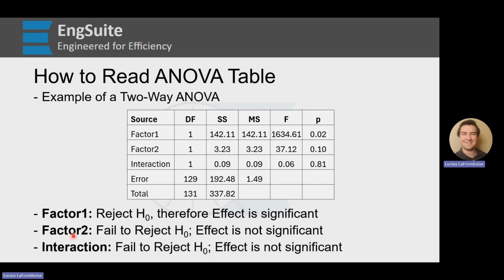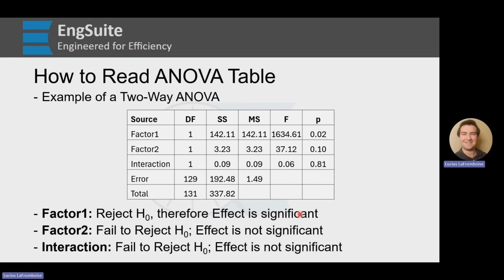Now let's take a look at a two-way ANOVA. In this two-way ANOVA, you'll see that we have factor 1, factor 2, and interaction. For factor 1, we take a look at our p-value. It's less than our alpha of 0.05, so we reject the null hypothesis.